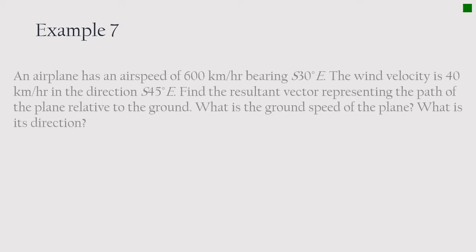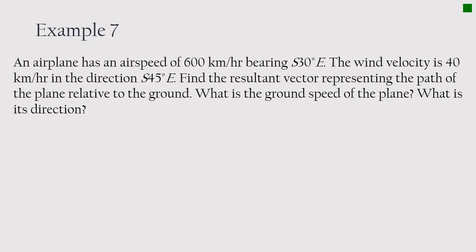Okay, let's look at another one of these. An airplane has an airspeed of 600 kilometers per hour bearing south 30 degrees east. The wind velocity is 40 kilometers per hour in the direction south 45 degrees east. Find the resultant vector representing the path of the plane relative to the ground. What is the ground speed of the plane and what is its direction?